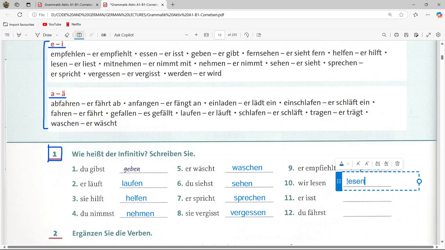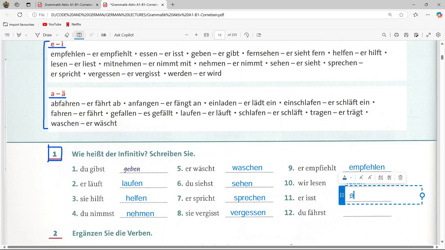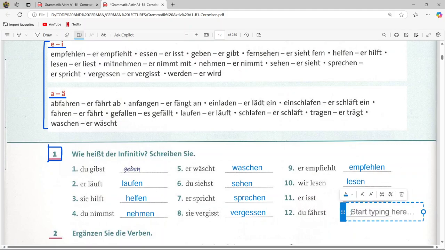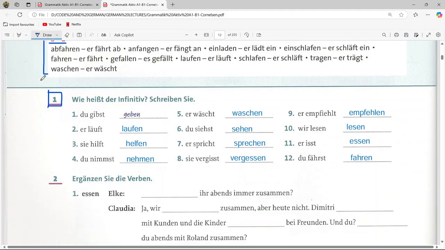Liest is lesen. Isst is essen. Lesen means to read. Essen means to eat. And lastly, fahren. Fahren means to go, to ride, etc. So all the verbs here, the verbs with Vokalwechsel, verbs with the vowel change. So we learn 12 verbs now here. So many verbs we are learning. We go down, we solve the next task.